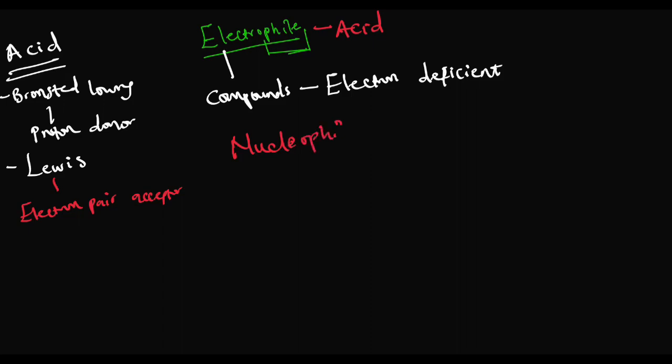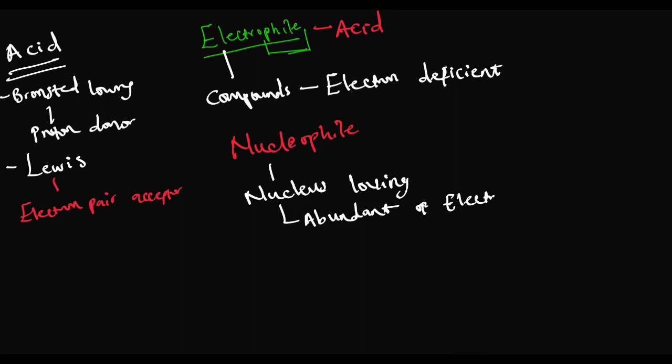Nucleophile. It's simple. From the name, it means nucleus loving. So they tend to be attracted to the nucleus. Do you get that? That means they have electrons. Since they don't desire electrons, it means that they have an abundance of electrons. Exactly. Okay, so that's nucleophile.